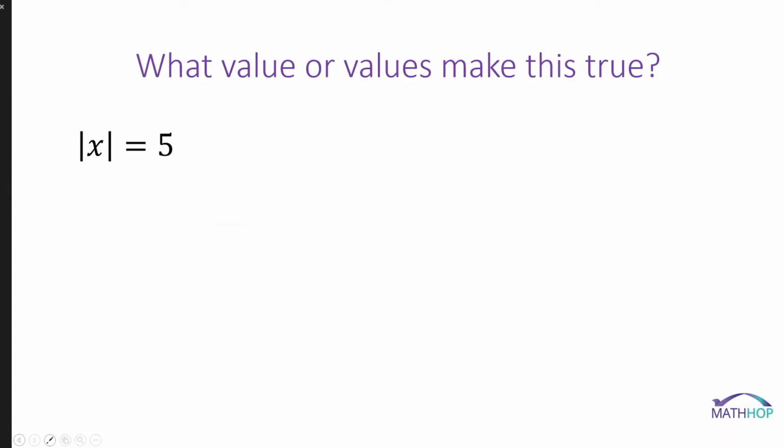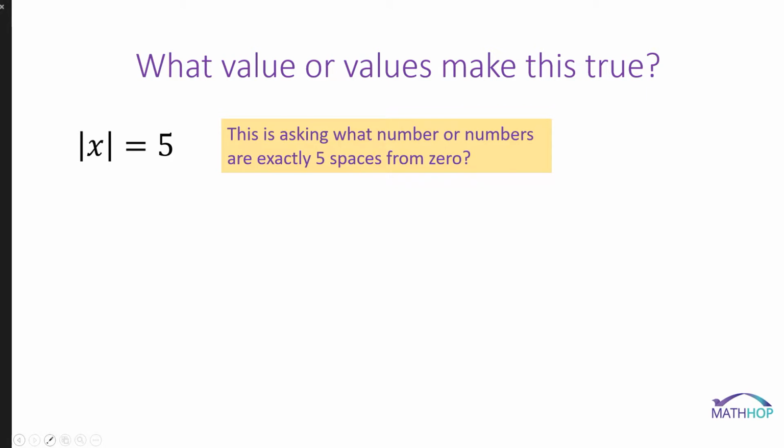All right, so let's review absolute value. Remember that it's a distance, right? It is the distance a number is away from zero. So what does this value mean? The absolute value of x equals 5. This is asking what number or numbers are exactly 5 spaces away from zero.